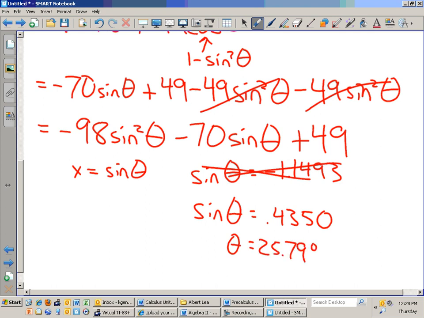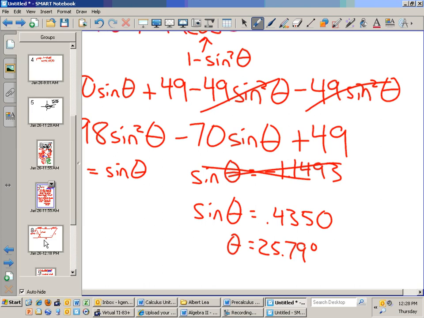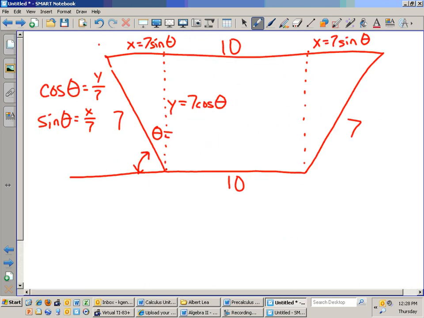Now, if you go back to the original problem, if you look at what we solved for, we found theta right here is 25.79. We actually want this measurement right here. And so that measurement, how do we find that? From 90, which would be 64.21 degrees.